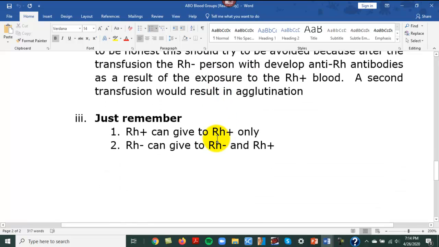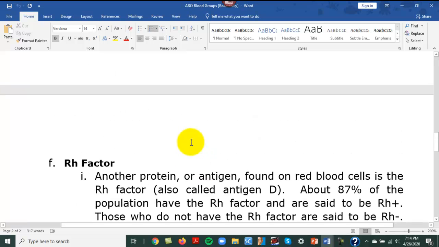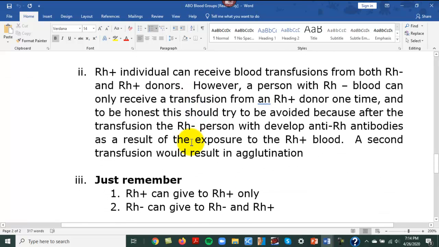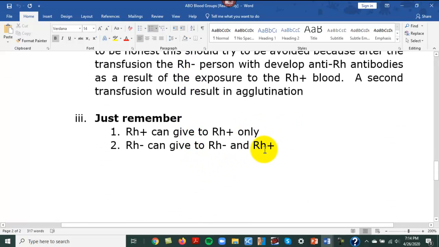So here's the golden rule. Just remember, Rh positive can give to positive only. A person who's Rh negative can give to both negative and positive. Negative because they don't have the antigen, and it's irrelevant because if somebody's positive, their immune system's already been exposed to it. So they're not going to have a reaction to it.